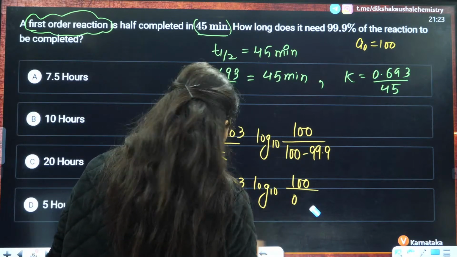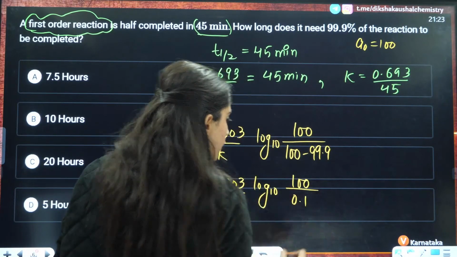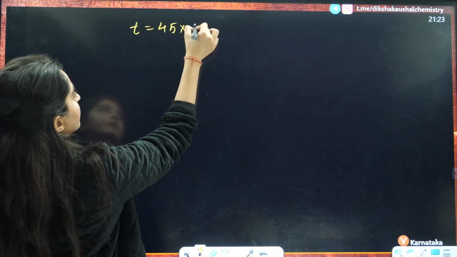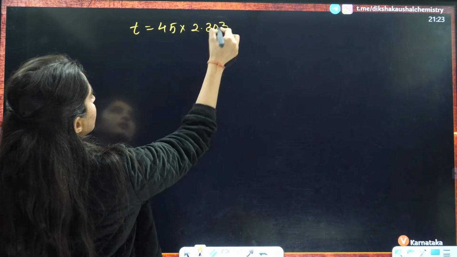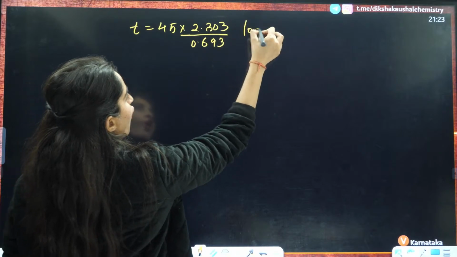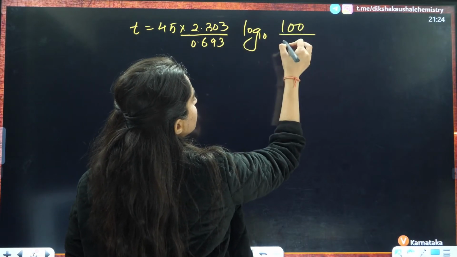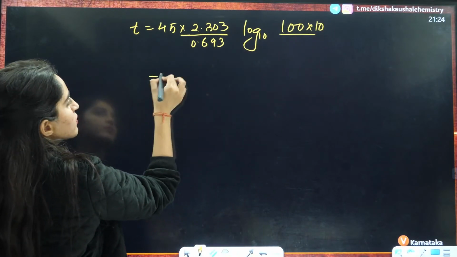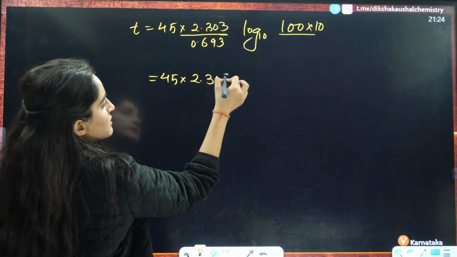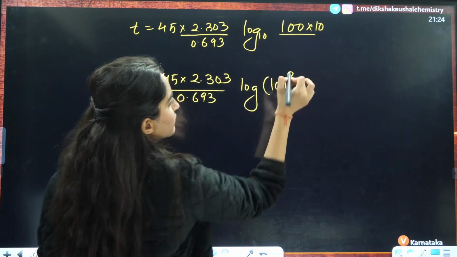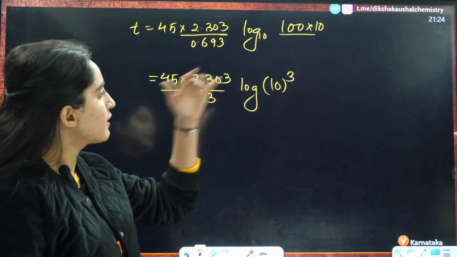Okay? So it should be 0.1. Okay, so 0.1 will be, time is equal to 45 multiplied by 2.303 divided by 0.693, log base 10. This is 100. 0.1 means this is going to be 10 here. So it will be 45 multiplied by 2.303 divided by 0.693 log base 10, 10 raised to power 3. Right? Okay. So this is 10 raised to power 3.